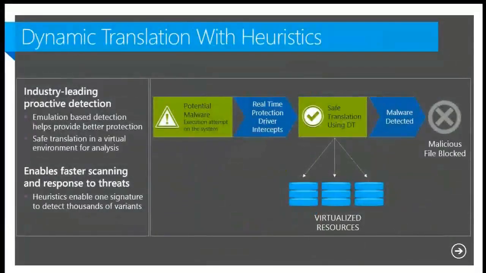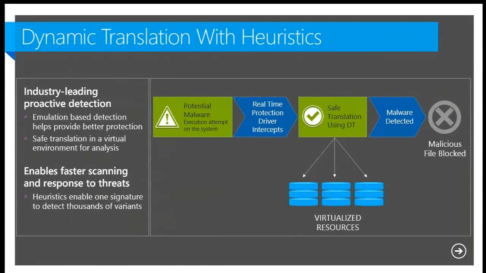Okay. So the main point I want to make about the slide is this dynamic translation with heuristics. The key point here is this emulation process, this emulation-based detection. One benefit is that the heuristics enable one signature to detect thousands of variants. We're looking at the behavior of the malware, how it's traversing the system, what resources it's trying to access, rather than trying to do an exact match of all the variants, which, with 60 million plus active variants at this point, is just a fool's errand. There's no way anybody wins doing that.